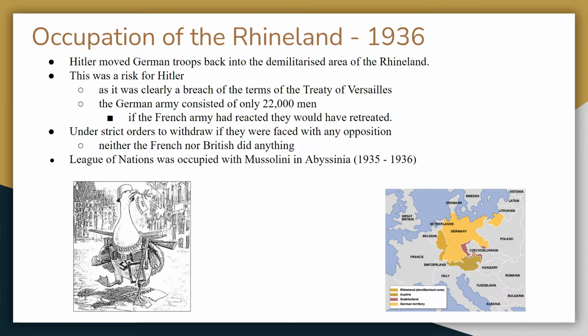Okay, the occupation of the Rhineland. Now remember, the Rhineland was the demilitarized area. So here we've got a picture of where the Rhineland is. Here we've got Austria. Here we've got the Sudetenland, which we'll be speaking of later. Here's our Polish corridor with Danzig. And the Saar, by here, was already part of Germany by this time because they had won the plebiscite. And so Hitler decided he was going to rearm the demilitarized area, put some soldiers back in there.